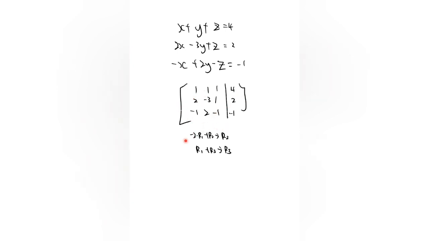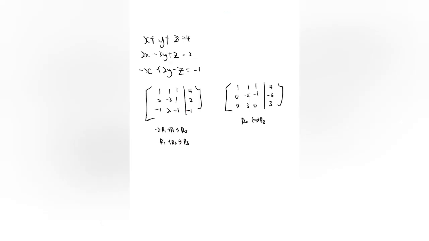So first we will use negative 2 multiplied with row 1 plus row 2 equals the new row 2, and row 1 plus row 3 equals the new row 3. So from this step, negative 2 multiplied with 1 plus 2, we will get 0 here. Negative 2 multiplied with 1 plus negative 3 will get a negative 5 here. Negative 2 multiplied with 1 plus 1, we will get a negative 1 here.